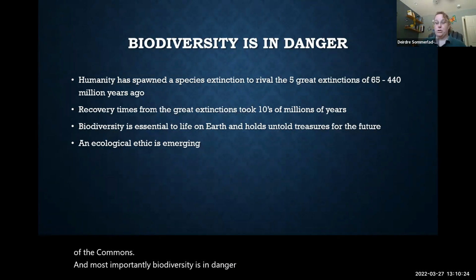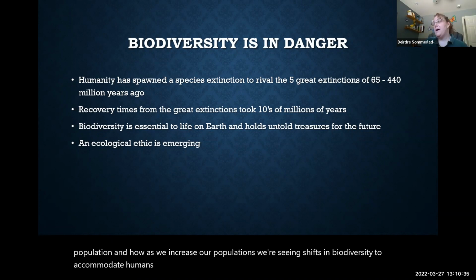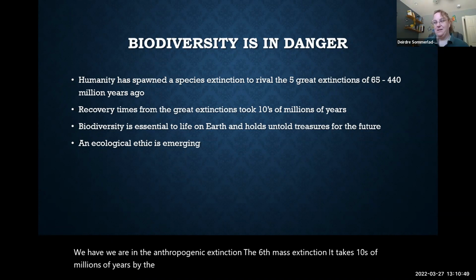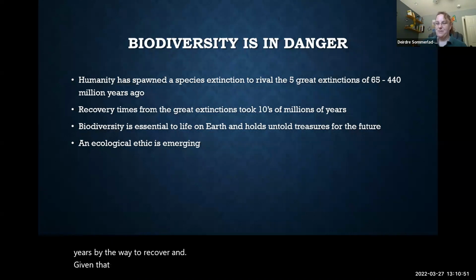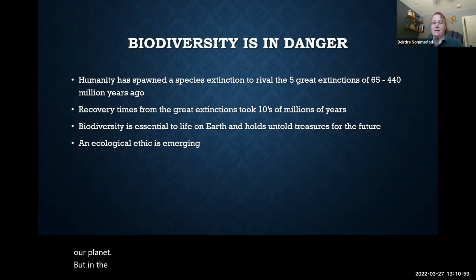When we talk about our resource choices and population and how as we increase our populations, we're seeing shifts in biodiversity to accommodate humans, that's also very problematic. We are in the anthropogenic extinction, the 6th mass extinction. It takes tens of millions of years, by the way, to recover. And given that humans haven't even been around for a million years, we've done quite a bit to our planet. But in the end, Mother Earth is going to figure this out. It's humans that are in danger from our own choices.